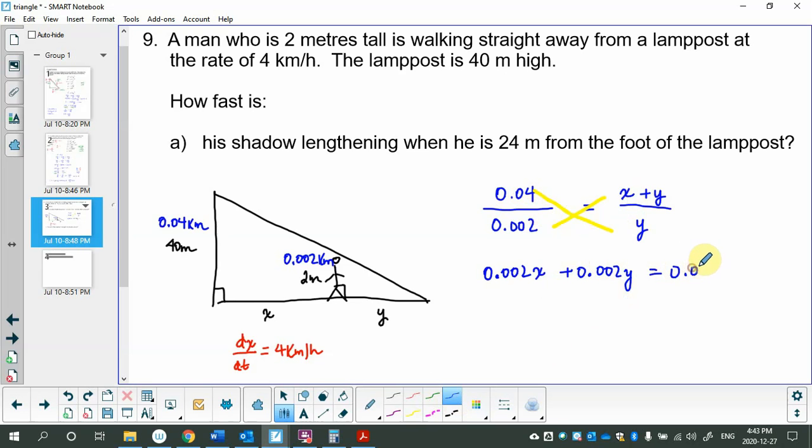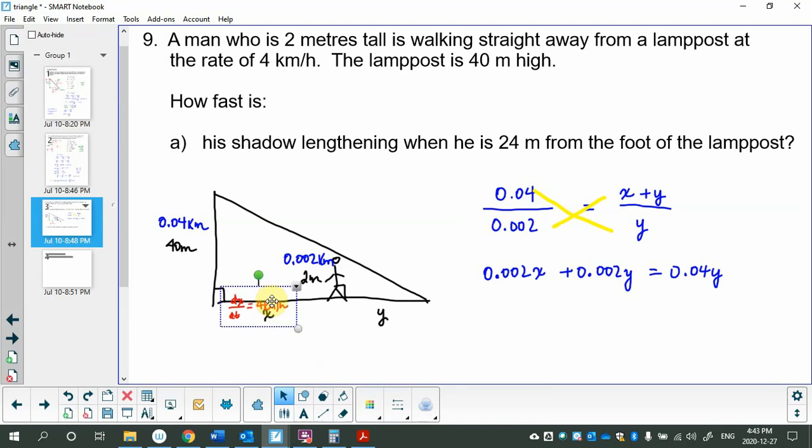Now, it has just occurred to me that I haven't even read the question. It's been a long time since I've done this. So the question is, how fast is his shadow lengthening when he is 24 meters from the foot of the lamppost? So this x dimension, we know how fast that chunk is changing, but we don't know how fast just the shadow part would be changing. So that's our question mark.